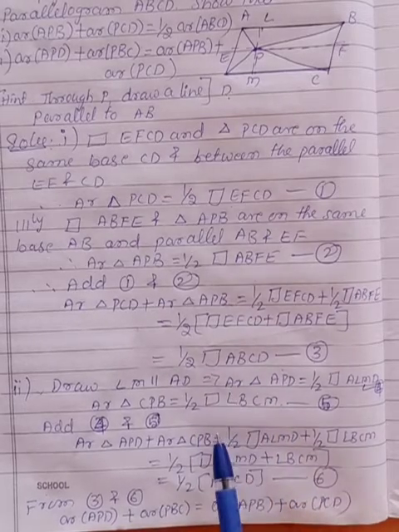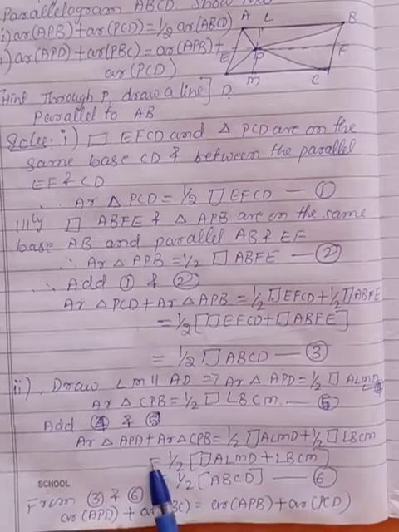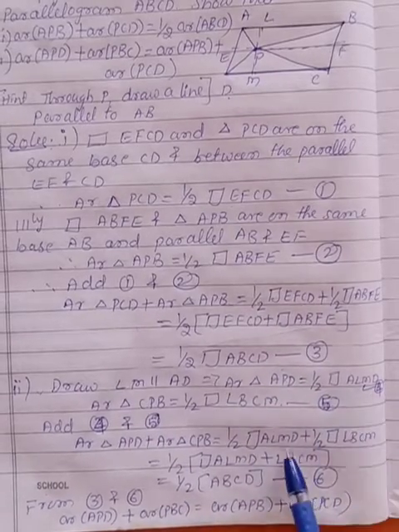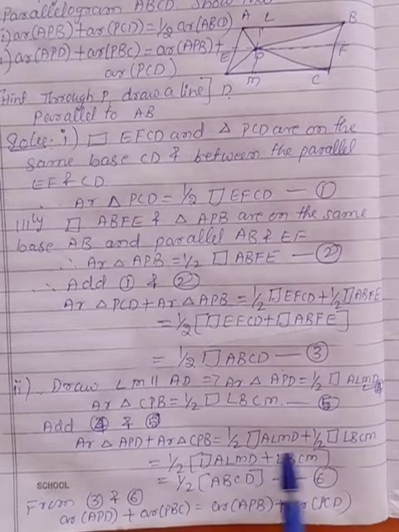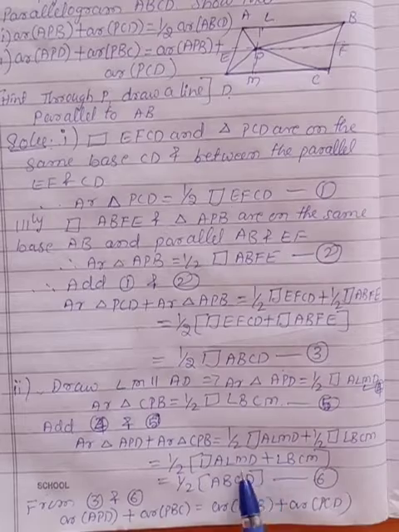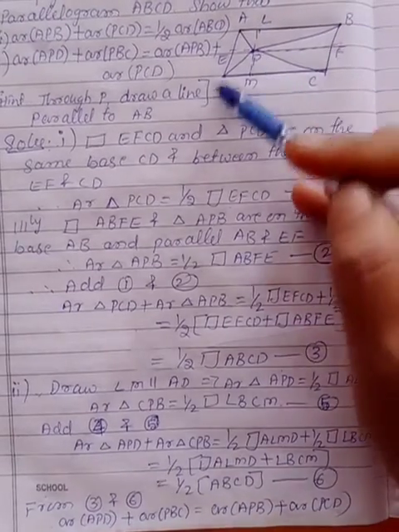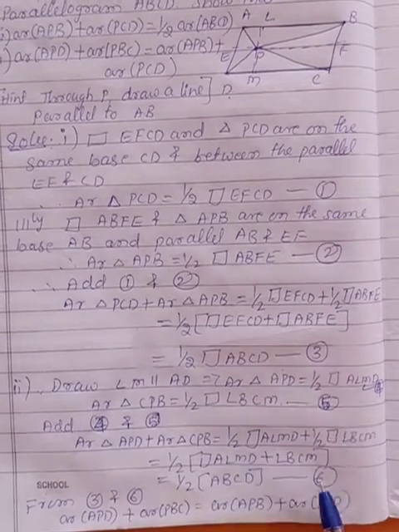Now add these two, 4 and 5. Area of APD plus area of CPB is equal to half of the parallelogram ALMD plus half of the parallelogram LBCM. Here also half is the common thing. ALMD plus LBCM. This is nothing but ABCD only. Call this as 6.